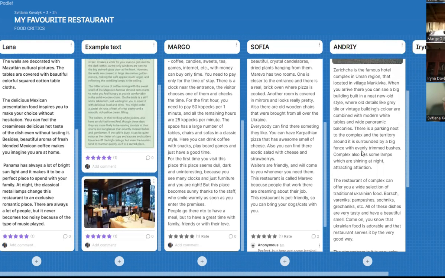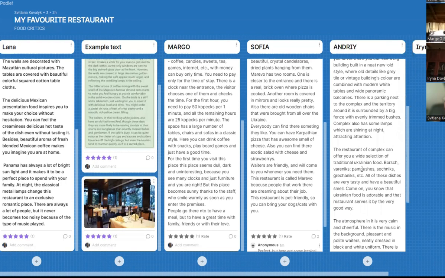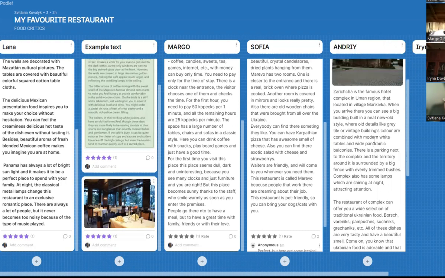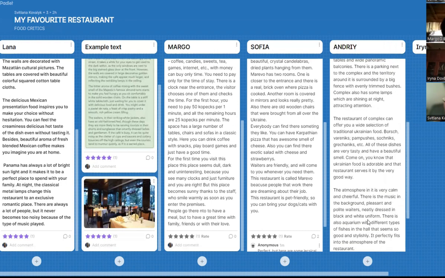Then also, he used two more adjectives together, like modern white tables or white panoramic balconies, and they are in the correct order, and there is a photo included.